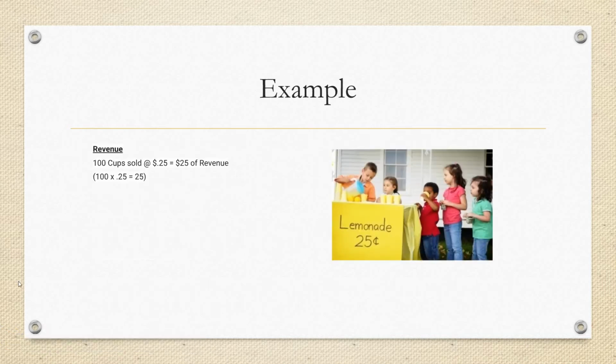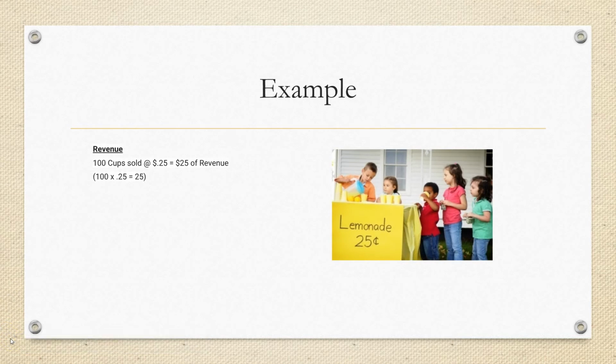Let's go over a scenario to help explain each of the terms we just learned. Our first term was revenue. Let's pretend we owned a lemonade stand. Revenue in this example is all the money we earn from selling lemonade. If we sell 100 cups of lemonade at 25 cents, we would make $25 of revenue. We get this by multiplying the 25 cents times the 100 cups sold, and that gets us $25. Revenue is all the money that we earn from selling our product.